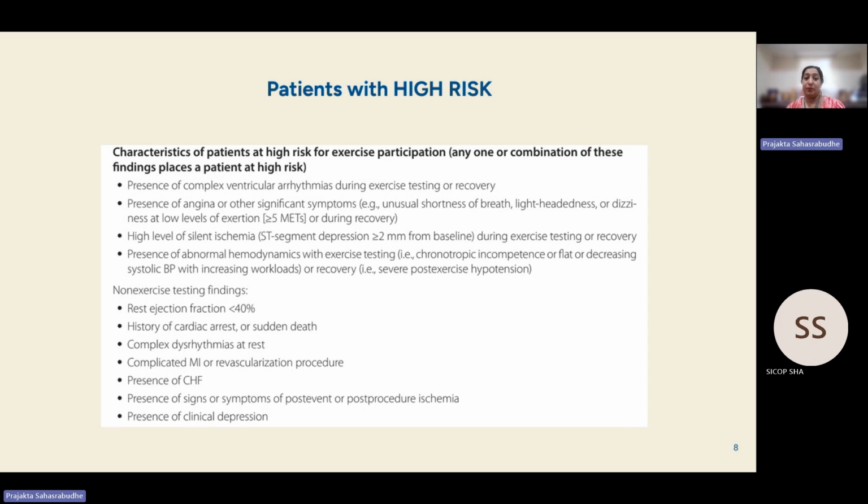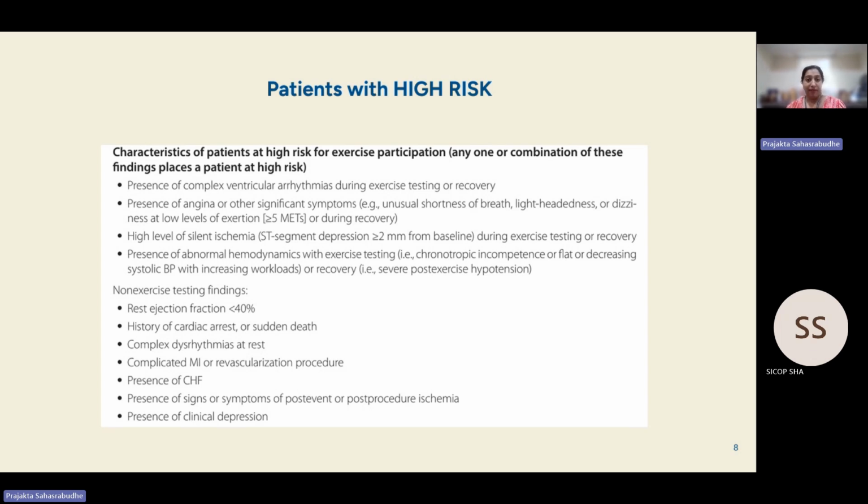In these, the patient may have complex ventricular arrhythmias during exercise testing or recovery. And this is going to make our jobs slightly difficult, because ventricular arrhythmias can get precipitated and may lead to adverse cardiac events very quickly. So we'll have to be very, very careful when we are dealing with these patients. This has to strictly happen in presence of a well-equipped cardiac rehab center with the crash cart at hand and everything.